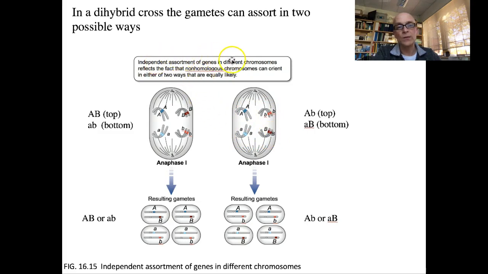So independent assortment of genes in different chromosomes reflects the fact that non-homologous chromosomes can orient in either of the two ways that are equally likely. Bit of a mouthful. So non-homologous chromosomes are these two, right? They are not homologous chromosomes. Let's call them chromosome 1 and 2. These are chromosome 1 and chromosome 1. These are homologous chromosomes. Same genes, same orientation, potentially different alleles.